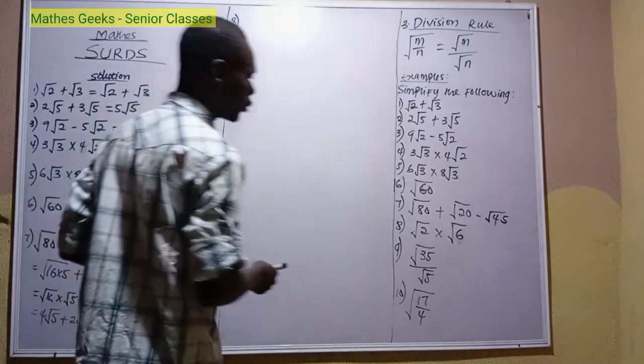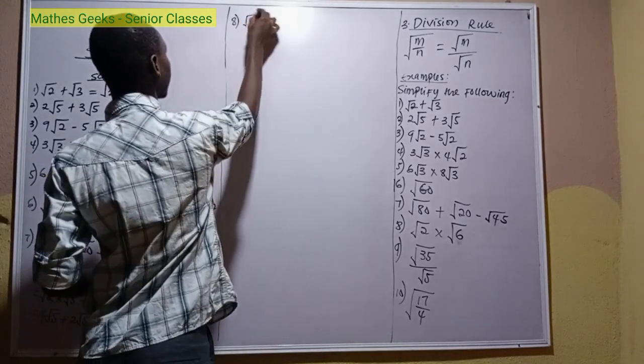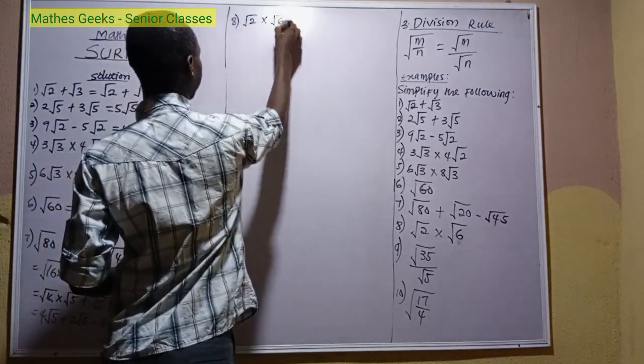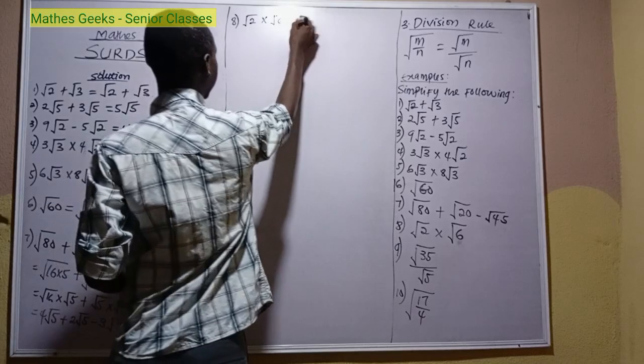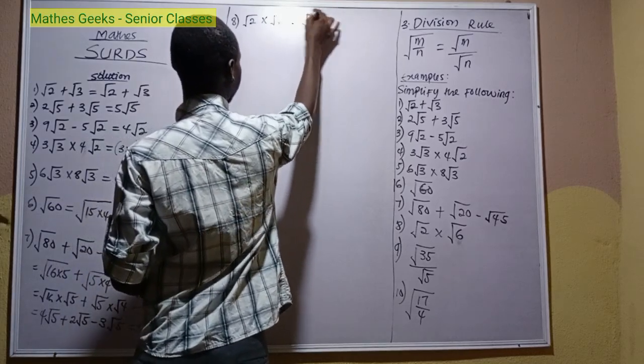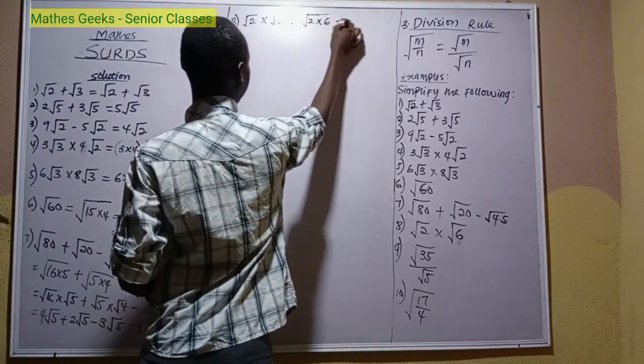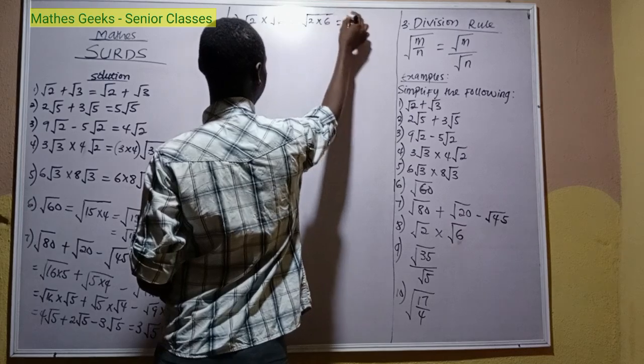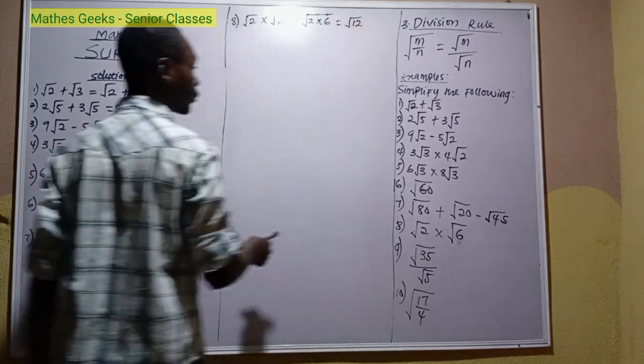Number 8, root 2 times root 6. That will give us root 12.